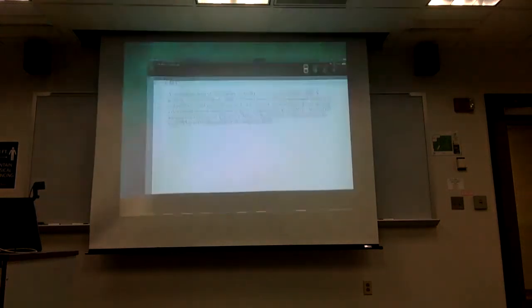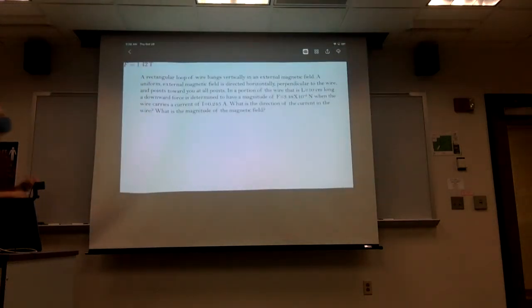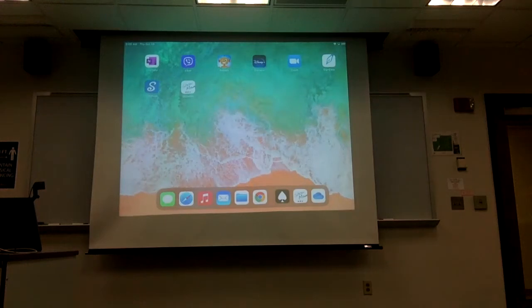Great. And remember, those dots just mean it's going out. Then it says, in a portion of the wire that is L equal to 10 centimeters long, a downward force is determined to have a magnitude of F equals 3.48 times 10 to the minus 2 newtons when the wire carries a current of 0.25 amps. Okay, so let's draw what that means.